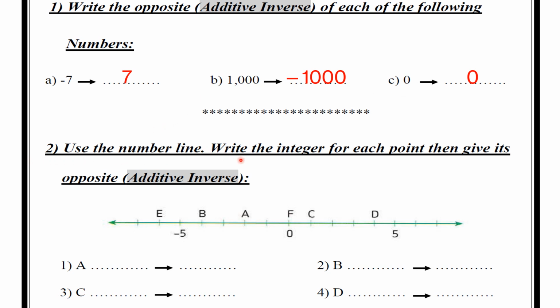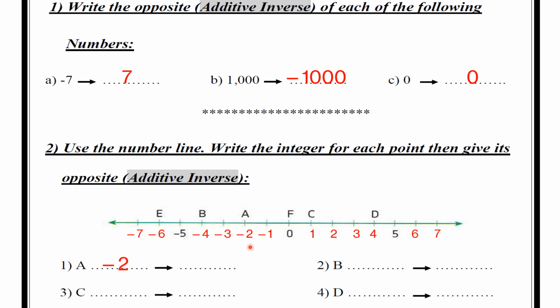Use the number line, write the integers for each point, then give its opposites or additive inverse. Here we have the number line. First, we have to finish the number line. Here, to the right of the 0, we have the positive numbers, which are 1, 2, 3, 4, 5, 6, 7. Now, to the left of the 0, we have negative 1, negative 2, negative 3, negative 4, negative 5, negative 6, and negative 7. So, to the left of the 0, we have the negative integers, and to the right of the 0, we have the positive integers.